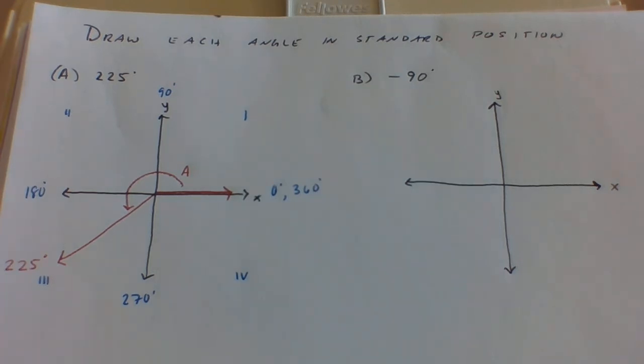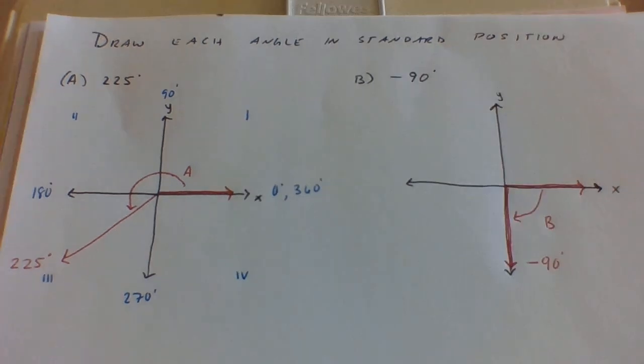Let's go ahead and take a look at example B. This time we have negative 90 degrees. Keep in mind we're going to place our initial side on our positive x-axis, and then because our angle measure is negative, we're going to have to open our angle downward when we draw this angle. So here's a sketch of angle B. Notice this would be an example of a quadrantal angle because my terminal side ends up on the negative y-axis. Anytime you have a terminal side that ends up on any of the axes, x or y-axis, that would be an example of a quadrantal angle.